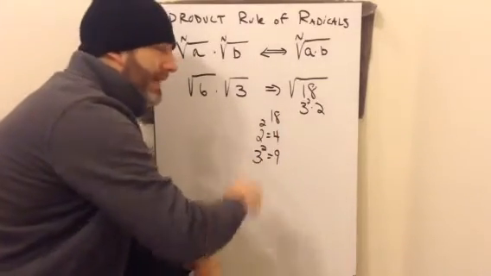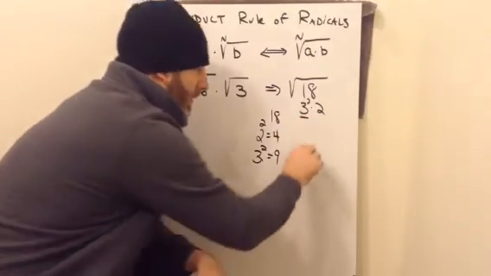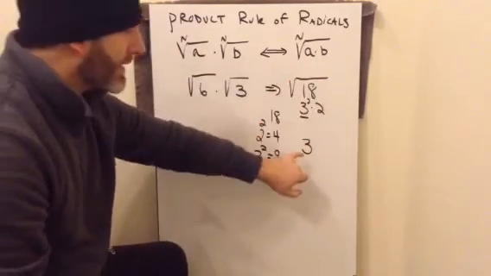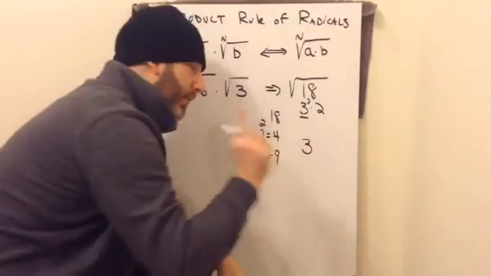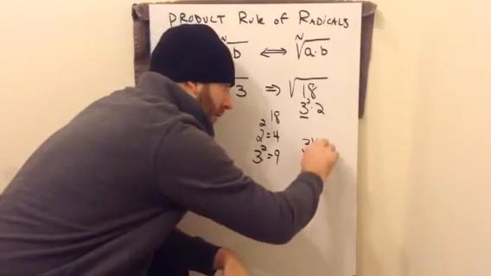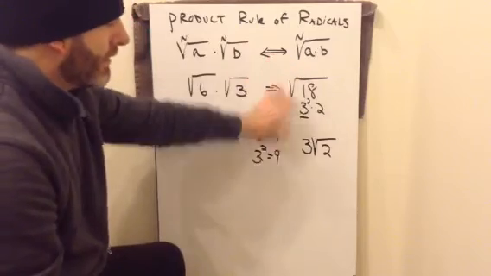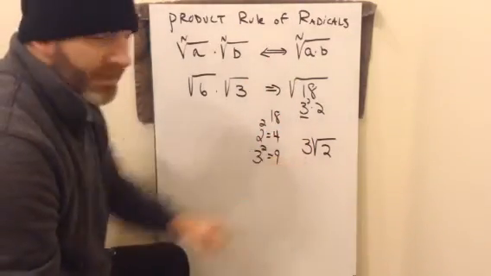Power matches the index. Take out the base. So the 3 is coming out. And remember, this is a product. Therefore, this is still going to be a product. Don't put the plus in between. So this is 3 root 2. The 2 is left behind. Square root of 18 and 3 root 2 have the same decimal value. This is a simplified radical form.